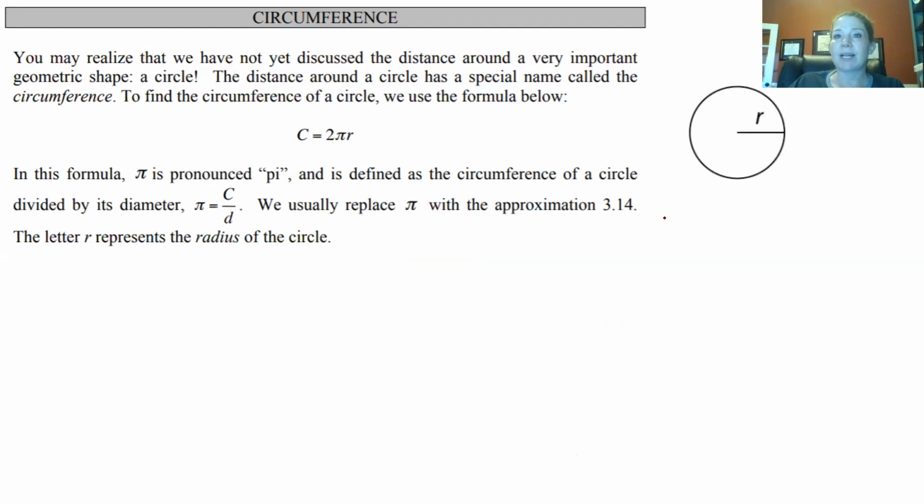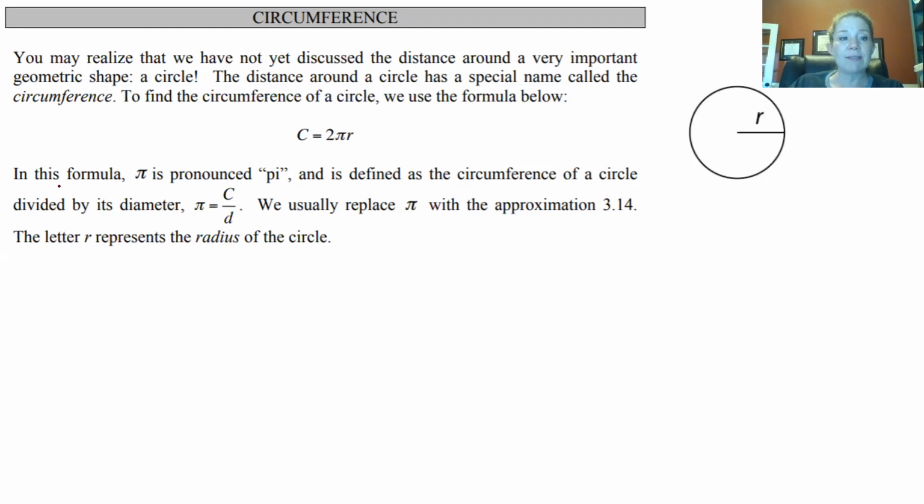All right, so now circles. If you find the distance around a circle, I guess technically it's the perimeter, but because it's a circle, it's not called perimeter, it's always called circumference. So circumference is literally the distance around a circle. It says, you may realize that we have not yet discussed the distance around a very important geometric shape, a circle. The distance around a circle has a special name called the circumference. To find the circumference of a circle, we use the formula below. C is equal to 2 times pi times the radius.